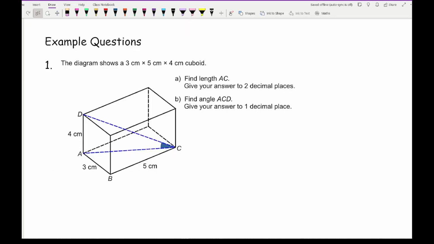So looking at this first question, here we've got a cuboid and the question is asking us to find certain lengths and angles. The question says the diagram shows a 3 by 5 by 4 centimeter cuboid, and the first part it's asking us to find is AC.